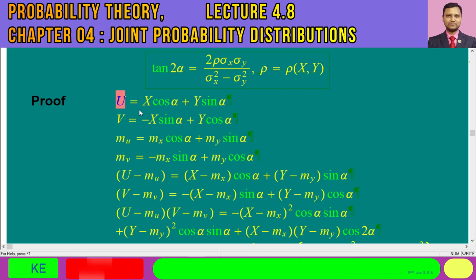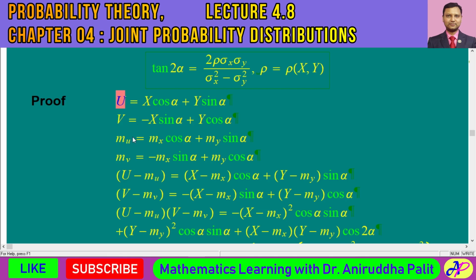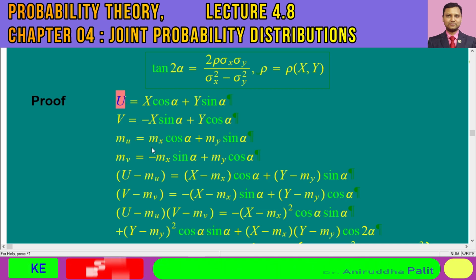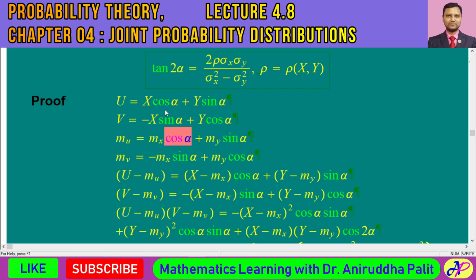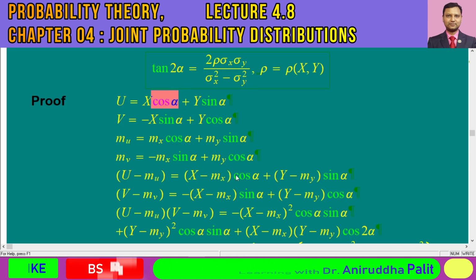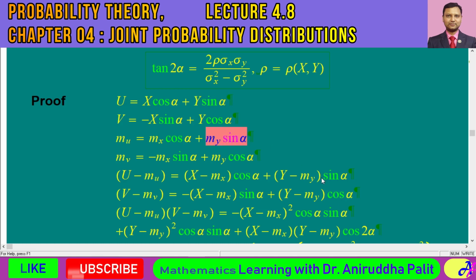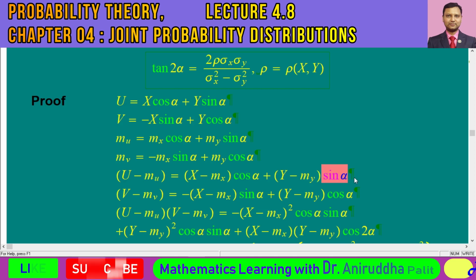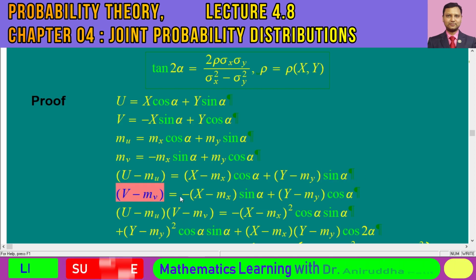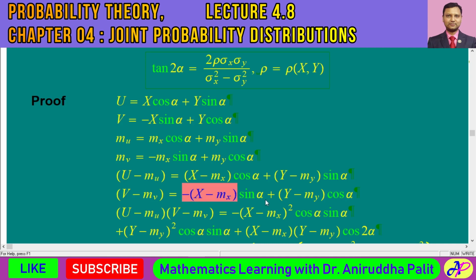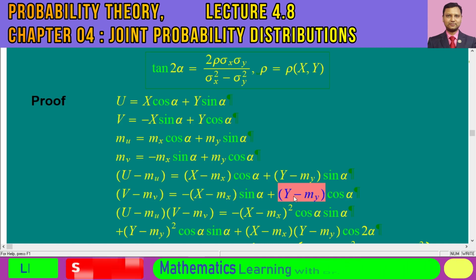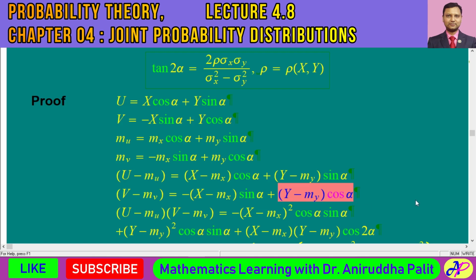Therefore, if we subtract this m of u from the expression of u, we can take cos alpha common, and within the bracket we shall have x minus m of x. Similarly, from the second term we can take sin alpha common, so that we have y minus my into sin alpha. Similarly, we have the relation v minus mv is equal to minus of x minus mx sin alpha plus y minus my into cos alpha.